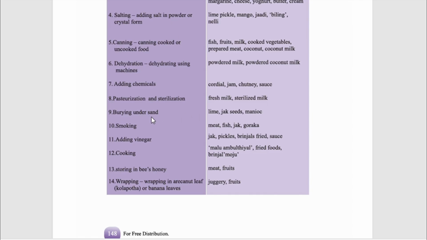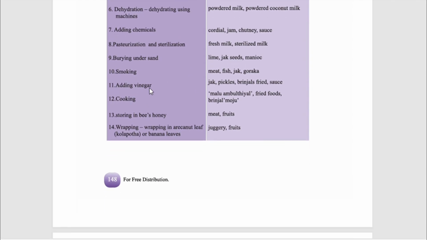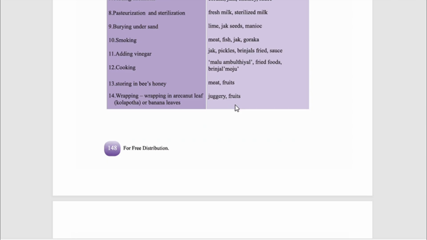Another one is burning under sand, lime, jack seeds. Smoking meat, fish, jack, goraka. Adding vinegar, jack pickles, brinjals, fried sauce, those things. Brinjals fried also. We can see vinegar, especially what we call butter mojo when they are making it. So they are adding it. And now also cooking malu and bultial, fried foods, brinjal mojo, that one also.